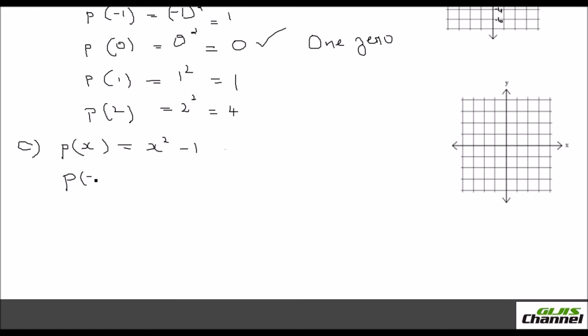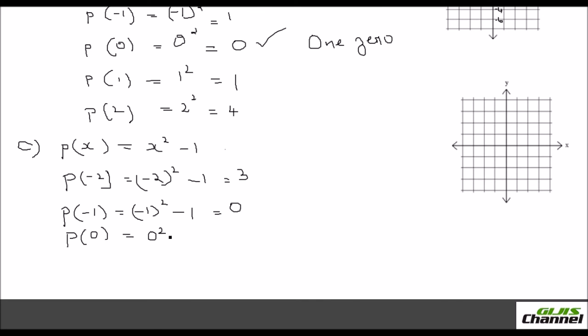I'm going to put P of minus 2 to plus 2, right? P of minus 2 is going to be minus 2 the whole square minus 1, that is 4 minus 1, which is 3. Next P of minus 1 would be minus 1 the whole square minus 1. So that's 1 minus 1, which is 0. Now you got 1 zero there. Now let's put x as 0. So that is 0 squared minus 1. You have the value minus 1 here.